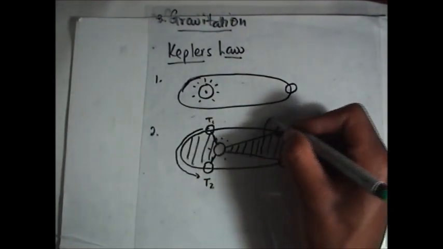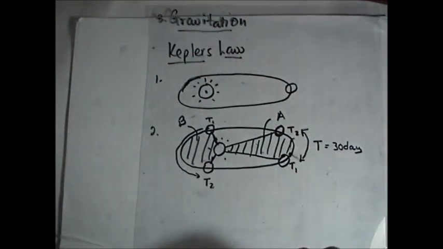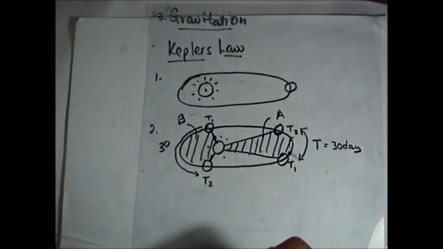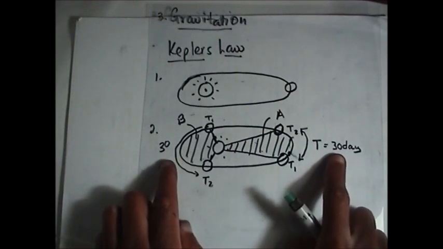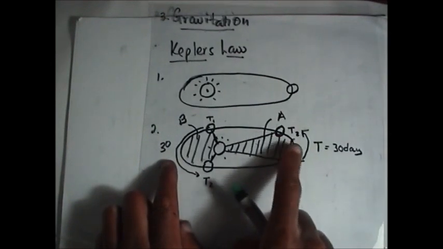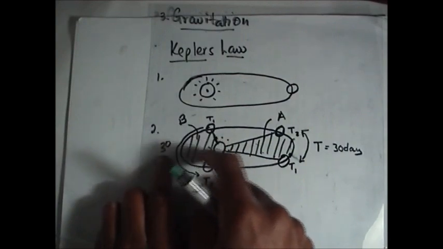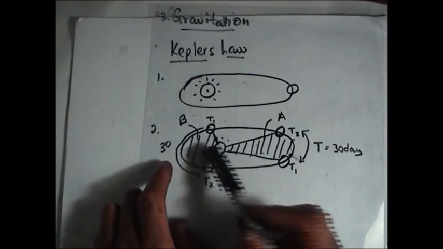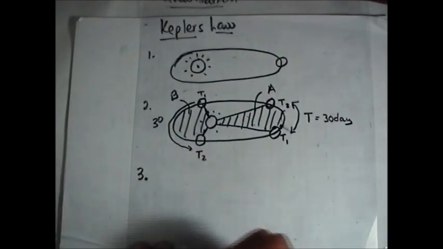They are basically saying this area A is equal to area B, because here it takes 30 days as well. So if you're considering equal periods, 30 days to sweep out a certain area, on this side, considering the same number of days, it will sweep out an area maybe different in shape, but the area will be the same. So that is the second law, Kepler's second law.